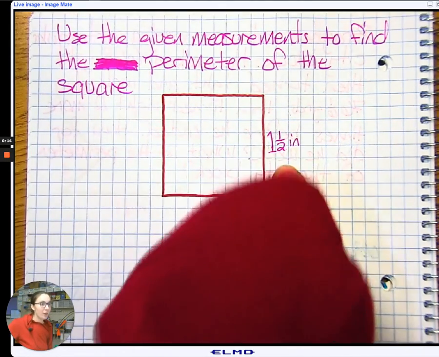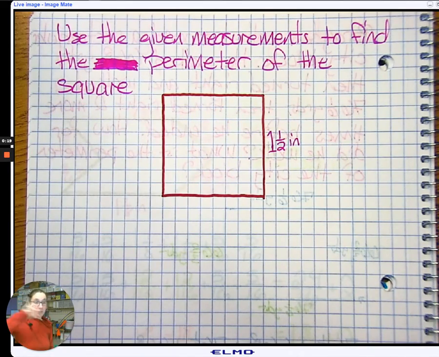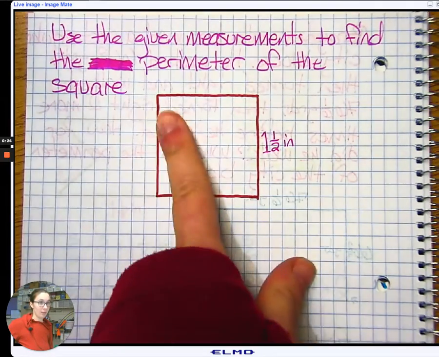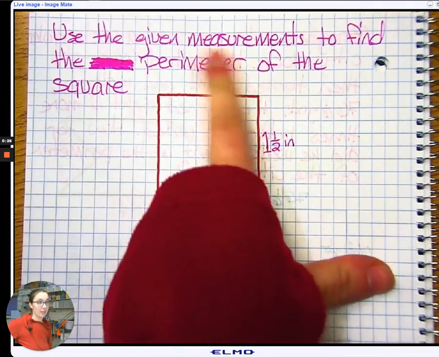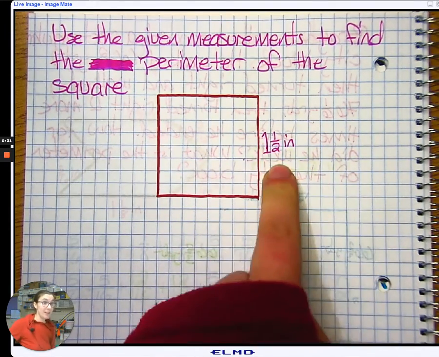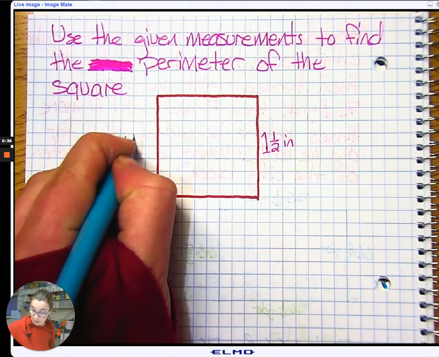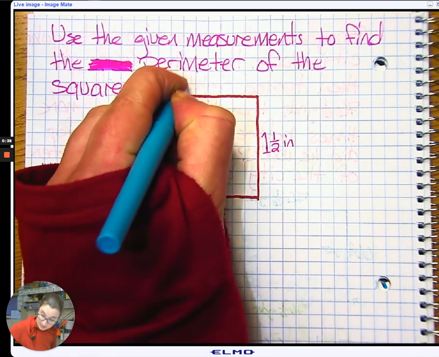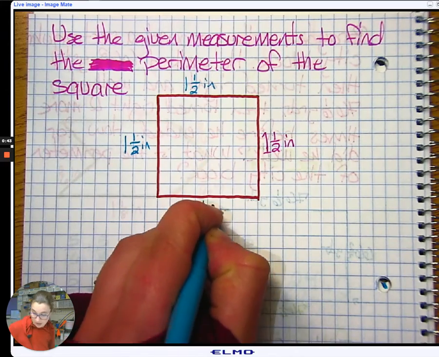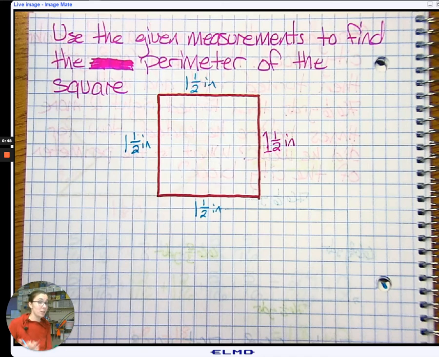Now, one of the definitions of a square is two pairs of parallel lines that never touch, 4 right angles, as we have here, and all the sides are exactly the same length. So they only gave us one measurement, but I know that if this side of the square is 1.5 inch, then this side is 1.5 inch, and this side is 1.5 inch, and this side is 1.5 inch. And I don't have to write that. I already know that because that's the definition of a square. That's what a square is. All the sides are equal.